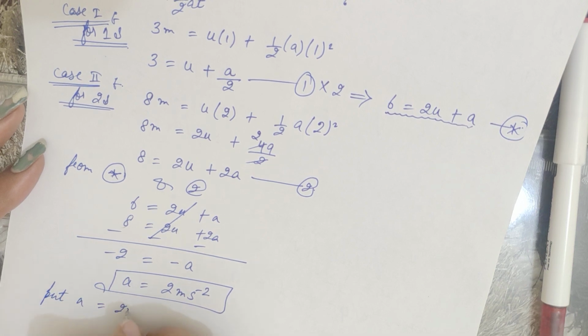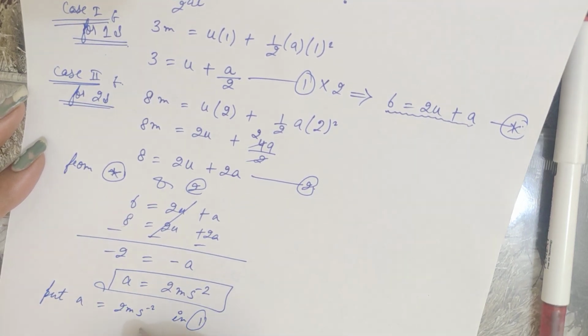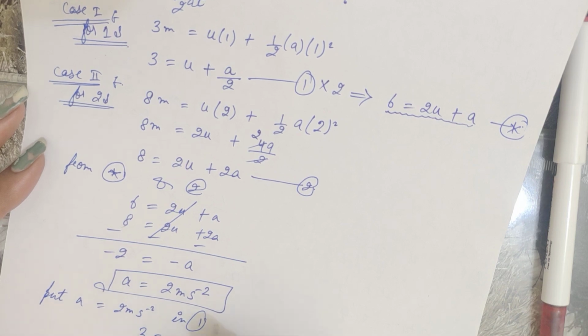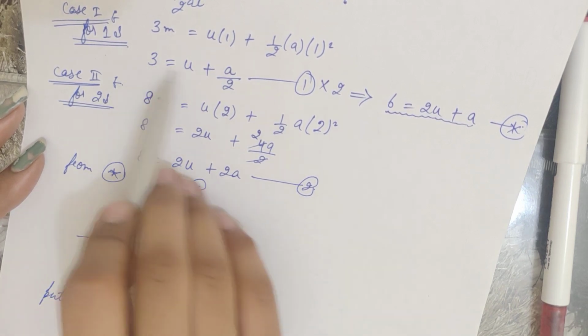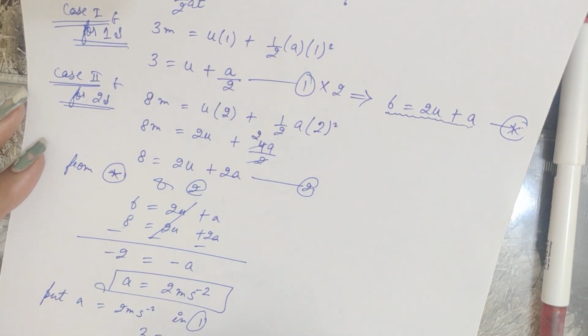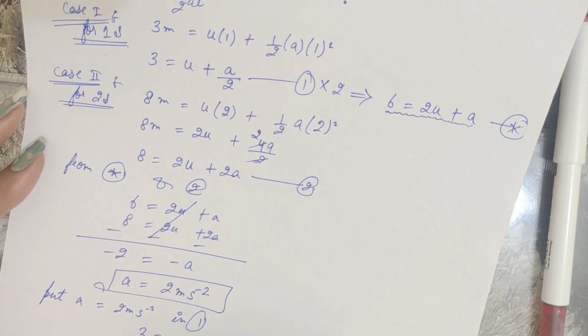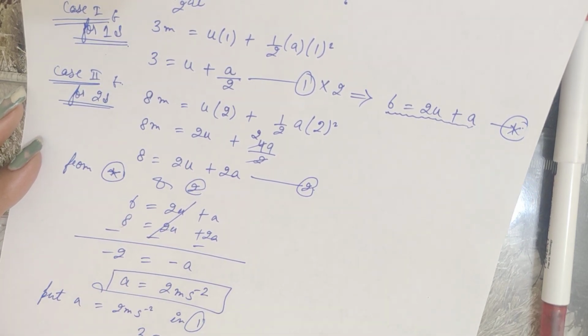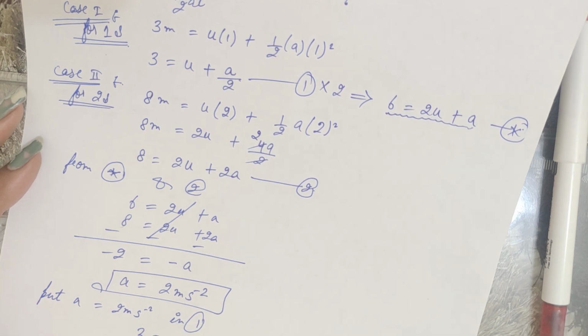Put a equal to 2 meter per second square in equation 1. So 3 is equal to u plus 2 by 2. It will get cut. 3 is equal to u, or u is equal to 3 meter per second. This is the initial velocity of the body. So these are the two different values. Is this clear?